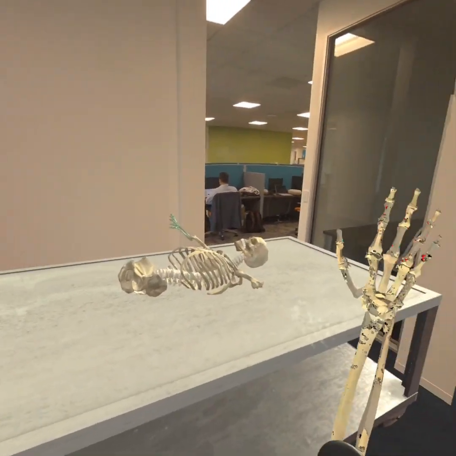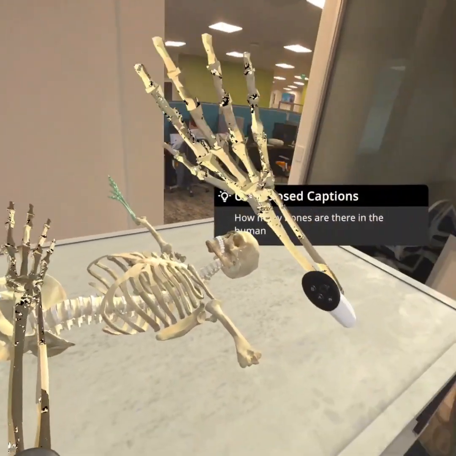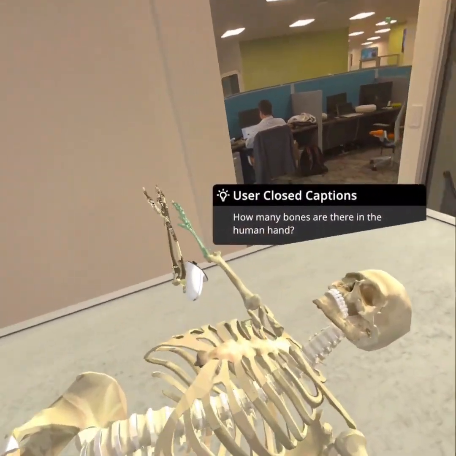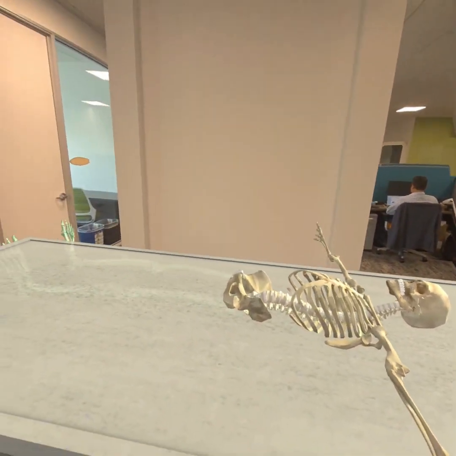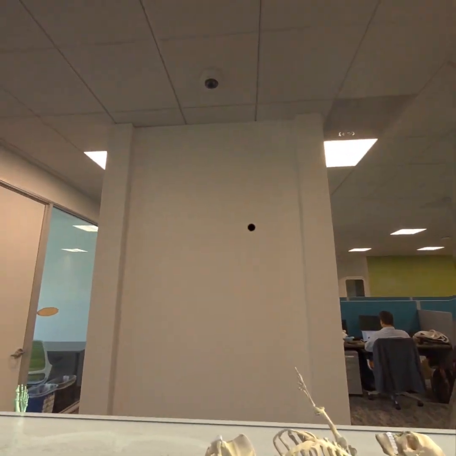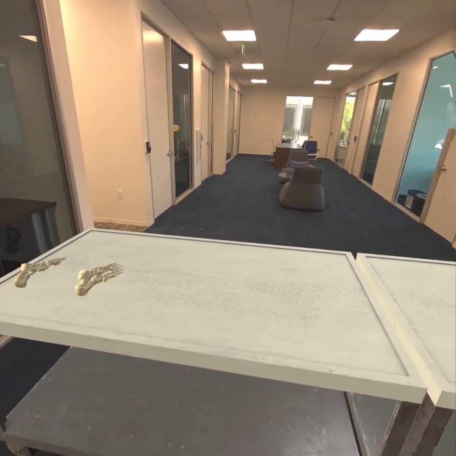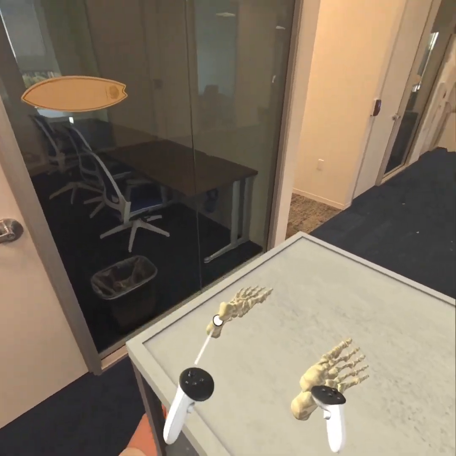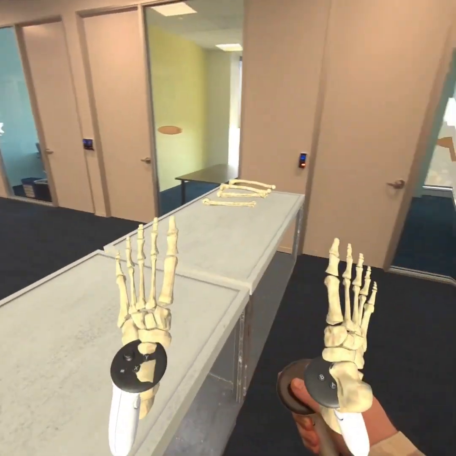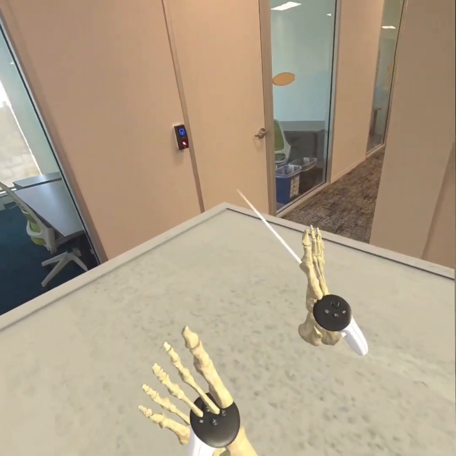How many bones are there in the human hand? The human hand consists of 27 bones. There are 8 carpal bones in the wrist, 5 metacarpal bones in the body of the hand, and 14 phalanges in the fingers. Each finger has 3 phalanges, except for the thumb, which has 2.